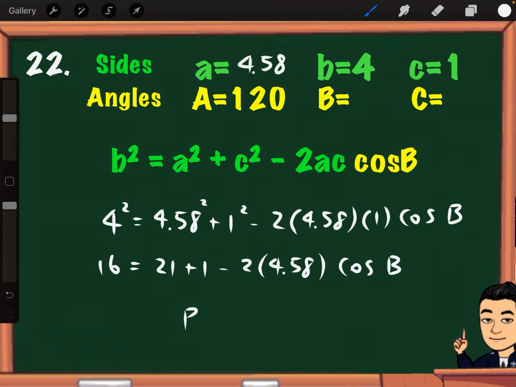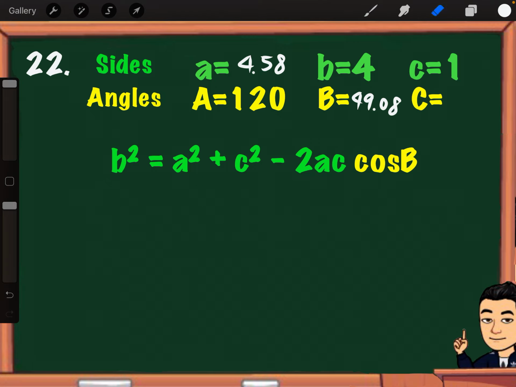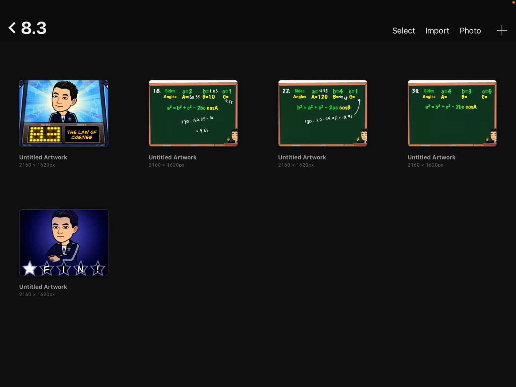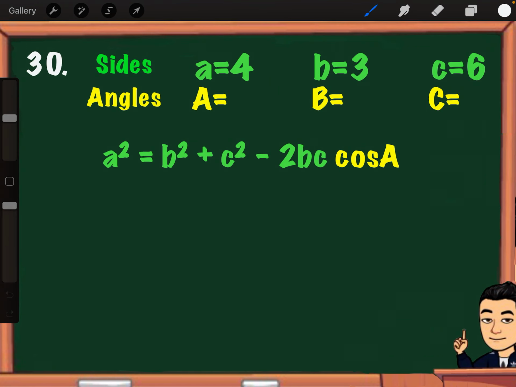After you've done all the calculation, you're going to find out that B is equal to 49.08 degrees. All right, so let's go ahead and solve for C. This is the easiest of all. All you need to do is go ahead and use 180, subtract 120, and subtract 49.08. You're going to find out that your angle C is going to be 10.92. So that's going to be your last part to solve. Okay, so let's check out the next type of question.